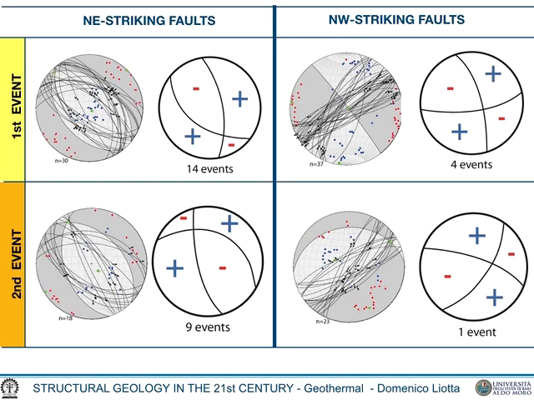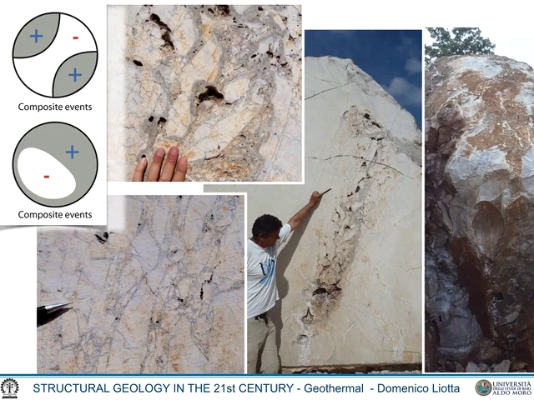So we can divide in two events. The first event is with a strike slip component here for the northwest striking faults, and this is with the normal component for the northeast striking faults. Then the second event is normal for both cases, and planar and focal mechanisms can support this interpretation.